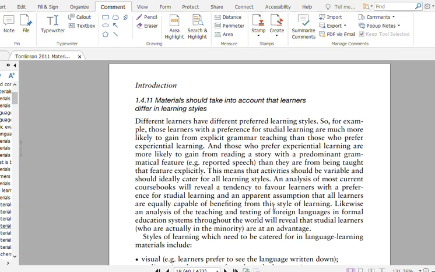The other thing that SLA research tells us is that materials should take into account that learners differ. Students are different. The styles are different. For example, I am holistic. Sometimes I am analytic.